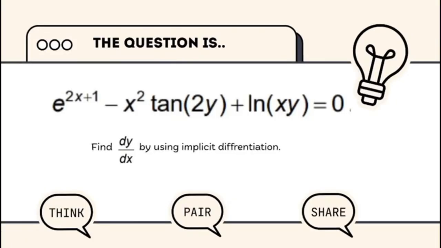Question 3. We will be using implicit differentiation to find dy over dx for a complex equation. Our equation is e raised to the power of 2x plus 1 minus x squared times the tangent of 2y plus the natural logarithm of x times y equals 0.